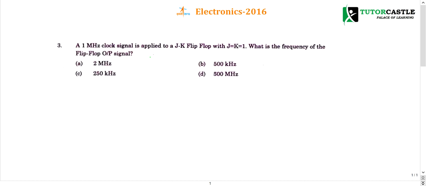Question number 3. A 1 MHz clock signal is applied to a JK flip-flop with J equal to K equal to 1. What is the frequency of the flip-flop output signal? So let us visualize its picture.